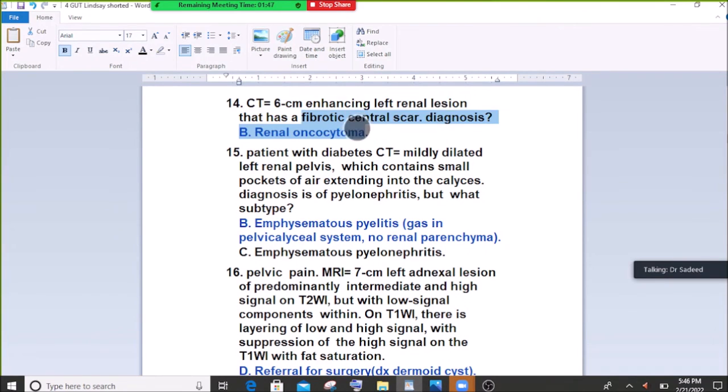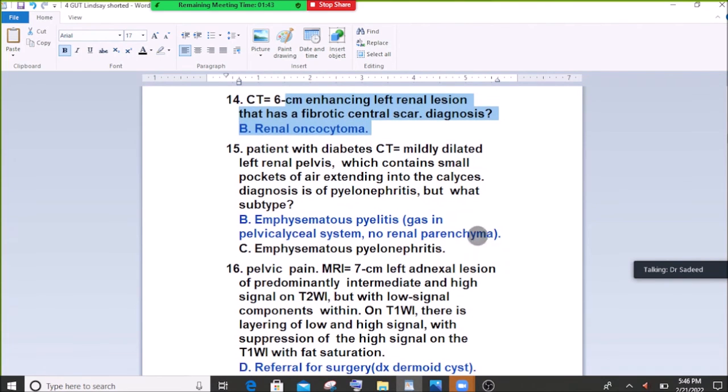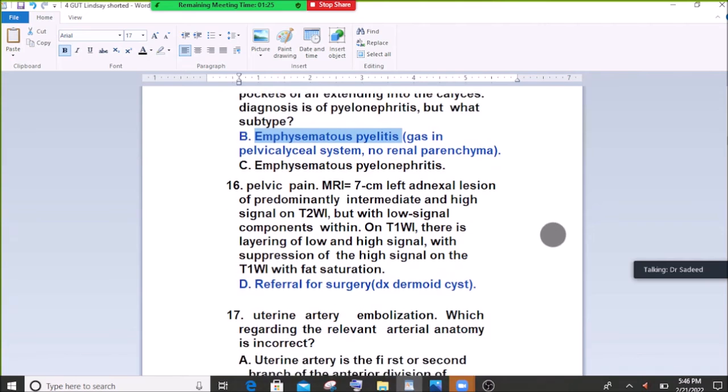Although it shows a spoke-wheel appearance, the scar does not enhance with contrast. 15. A patient with diabetes with a mildly dilated left renal pelvis that may contain small pockets of air extending to the calyces. Diagnosis: pyelonephritis, but what subtype? Pyelitis. Gas in the pelvicalyceal system is pyelitis, and if gas is in the renal parenchyma, then it is emphysematous pyelonephritis.